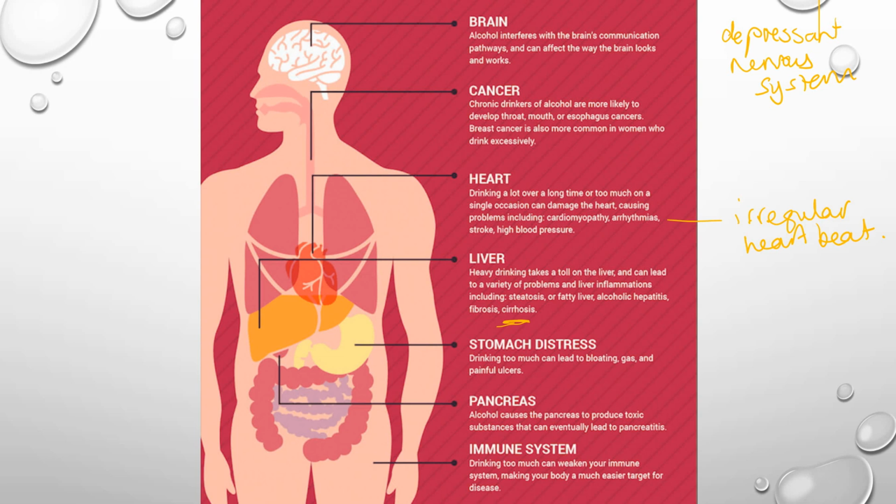And finally, the immune system. Technically, it's not one particular organ here. Your immune system is made up of your blood and glands, that help to create the white blood cells and fight disease, that we'll look at in more detail in a few lessons' time. So drinking too much can weaken your immune system, making your body a much easier target for disease. So pause the video and add those onto your diagram.